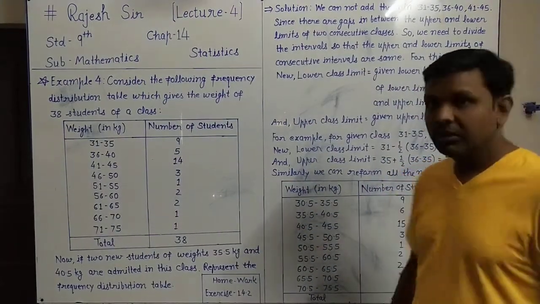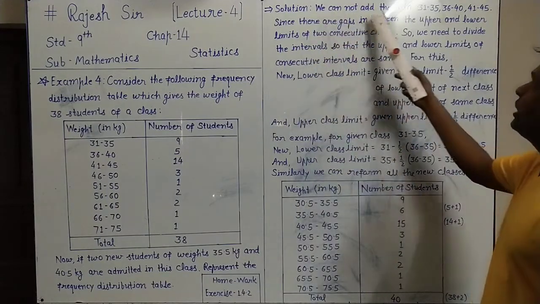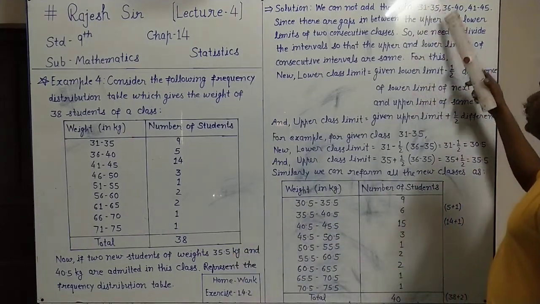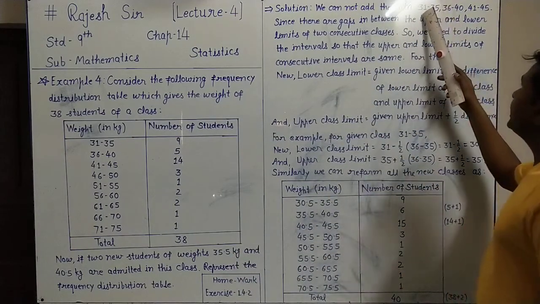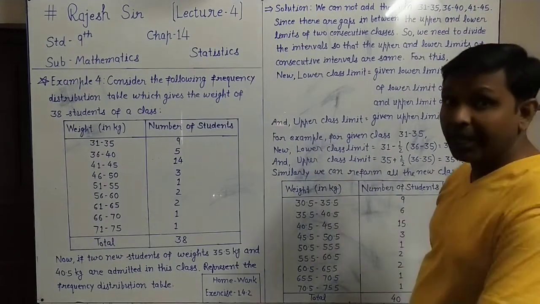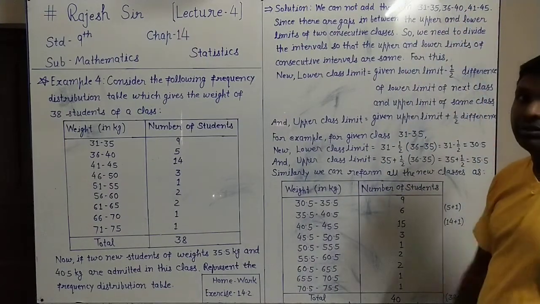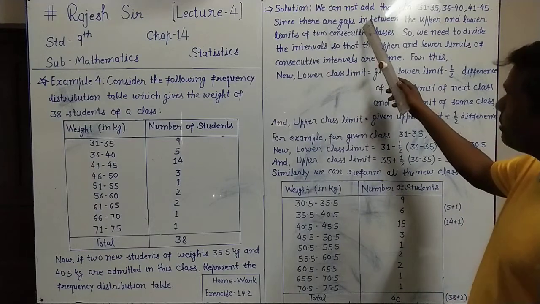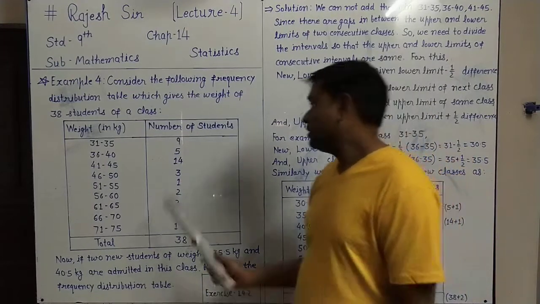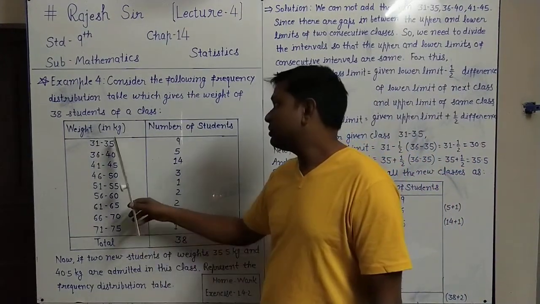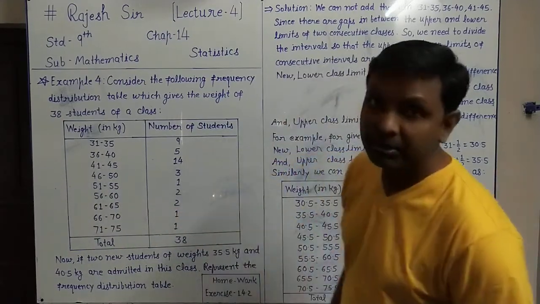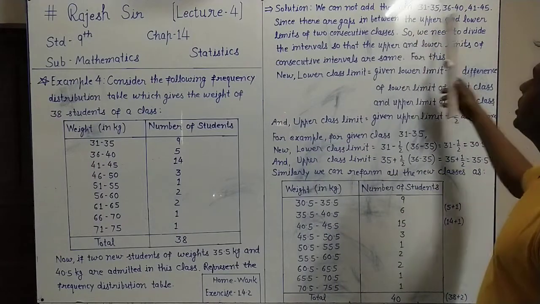That is the question. So the solution is, we cannot add them in 31 to 35. 35.5 cannot be added in this, and 40.5 also cannot be added in 31 to 35, 36 to 40 and 41 to 45. In all these, it cannot be added because they don't have the space for it, right? Since there are gaps in between the upper and lower limits of 2 consecutive classes. What is the reason why we cannot add them? Because between the upper limit of this class and the next class lower limit, there is a gap of 1.